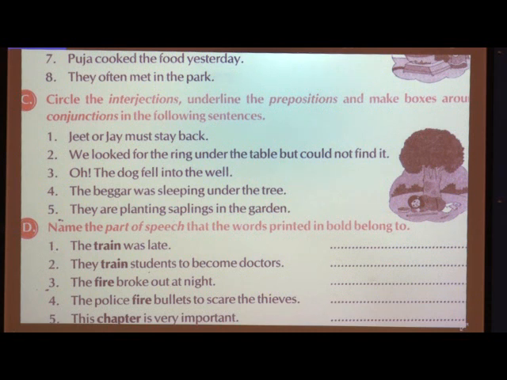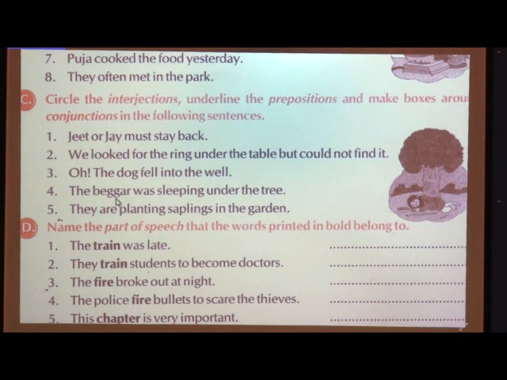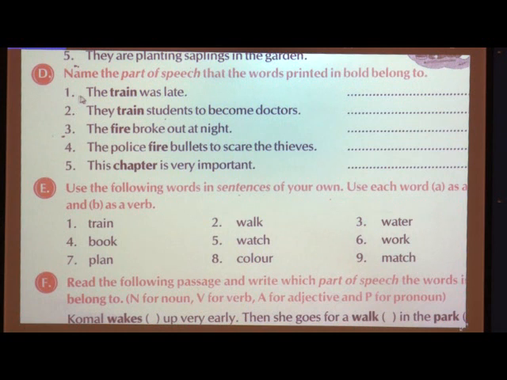Now, the next exercise is D exercise. Next exercise is D1. See children, sometimes in this part of the exercise, you can see the two words are the same, but they have different meanings, and some are used as a noun and some are used as a verb. So, do not get confused, you just read the sentence and then you will understand the meaning of that. If you see here what they have given, name the part of speech of the words printed in bold, and which part of speech this word belongs to.